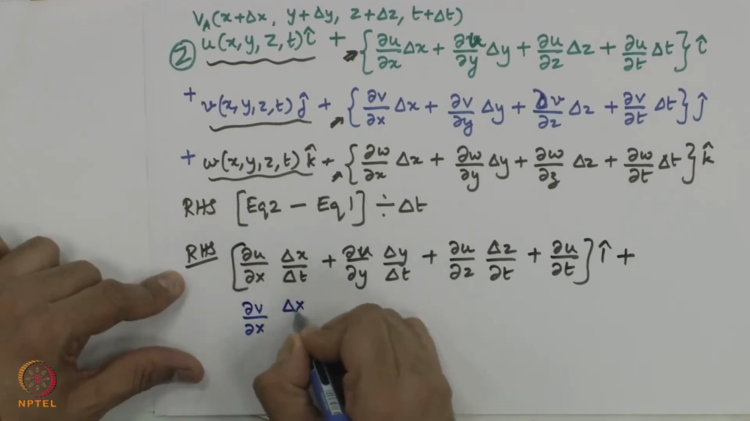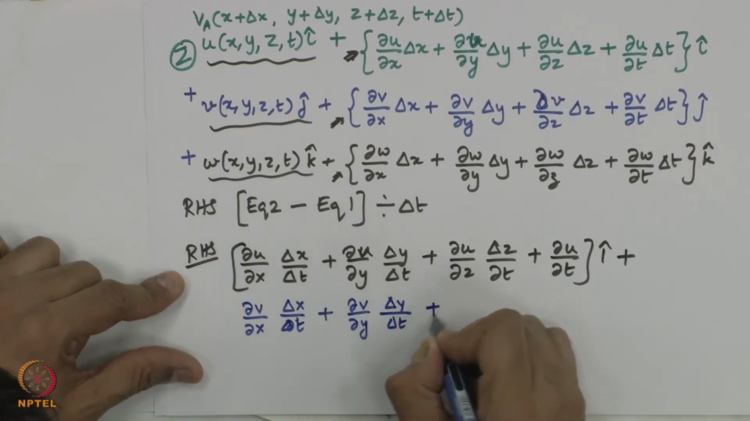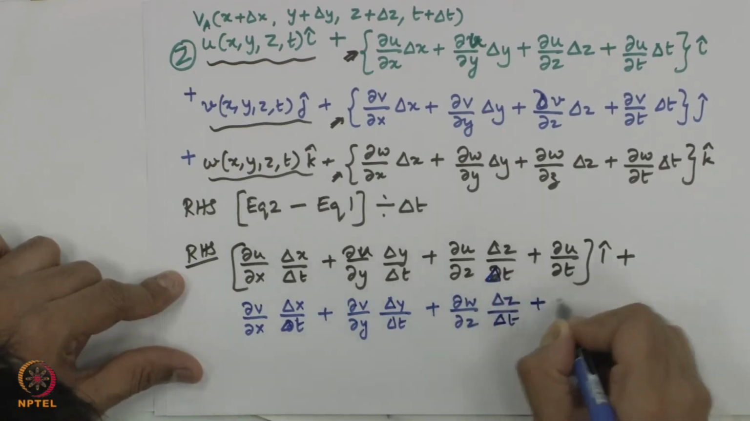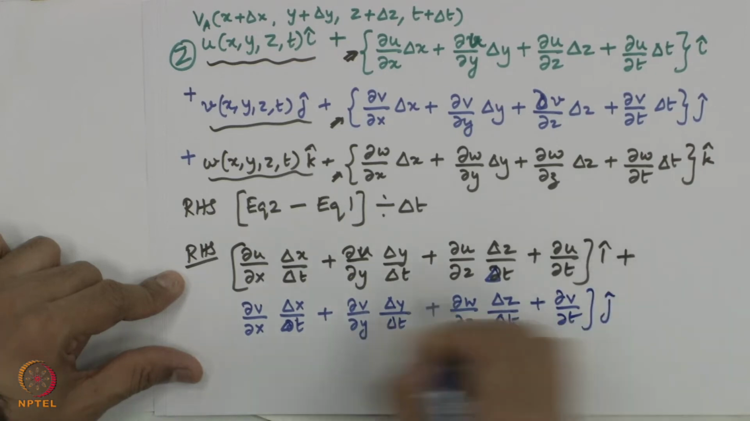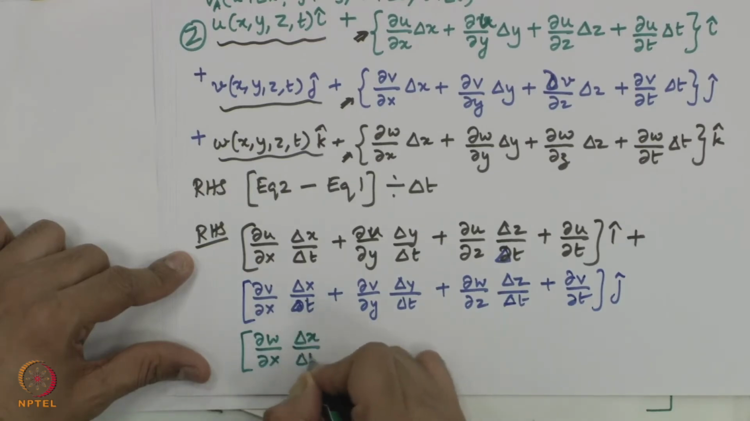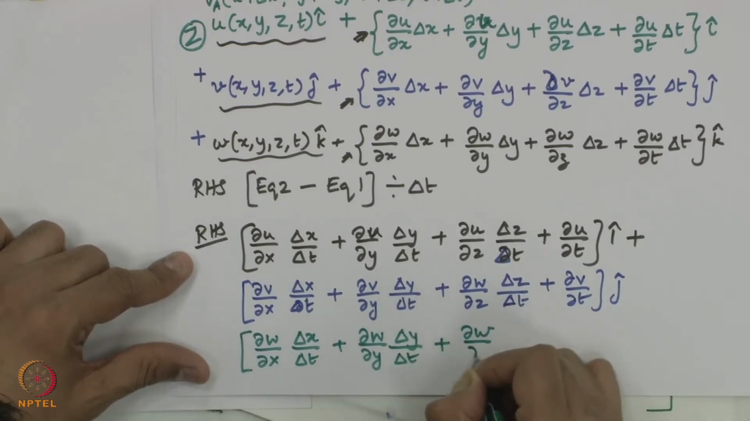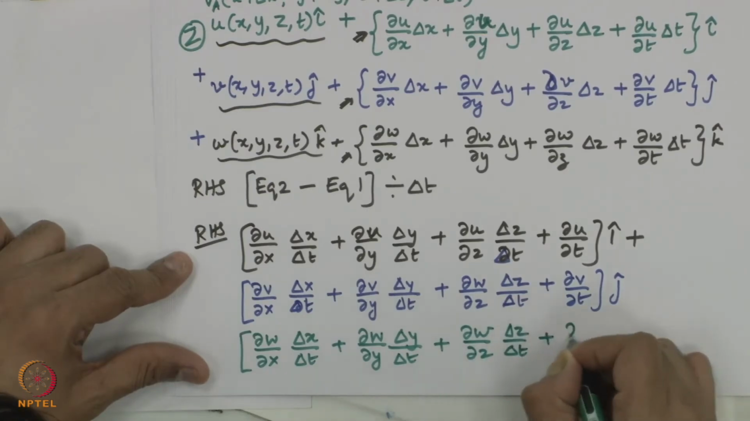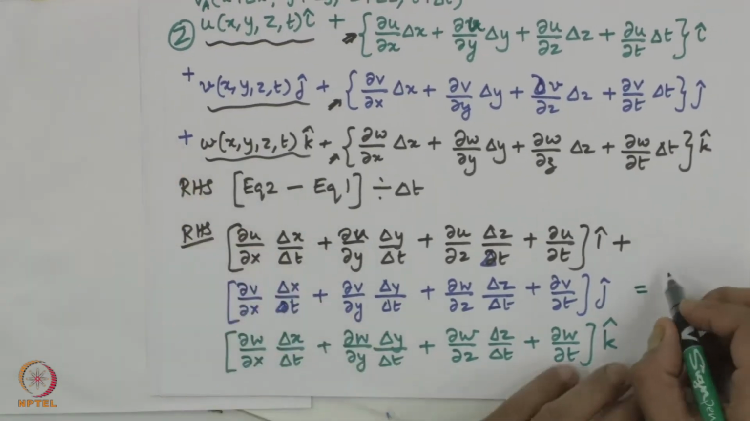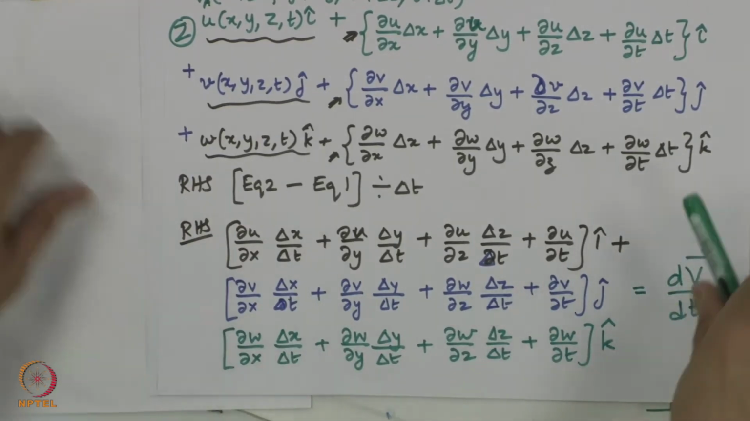dv by dx delta x by delta t plus dv by dy delta y by delta t plus dv by dz delta z by delta t plus dv by dt j cap. Third term would be dw by dx delta x by delta t plus dw by dy delta y by delta t plus dw by dz delta z by delta t plus dw by dt whole k cap. We are done. This on the left hand side was dv by dt. Okay. What is this quantity?